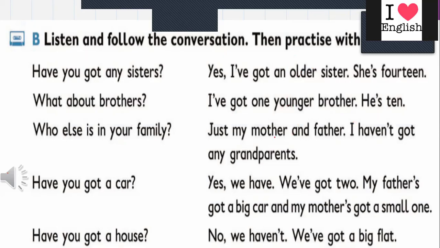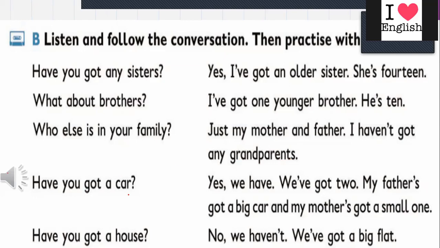He is 10. Who else is in your family? So she is asking about the other members in her family. Just my mother and father. So she said that she has only a mother and father. So she has only one brother and one sister. I haven't got any grandparents. So she hasn't got any grandparents. Yes, very good.